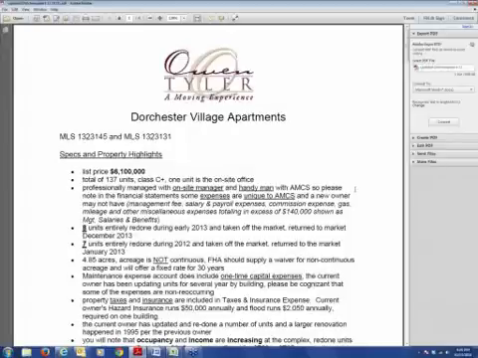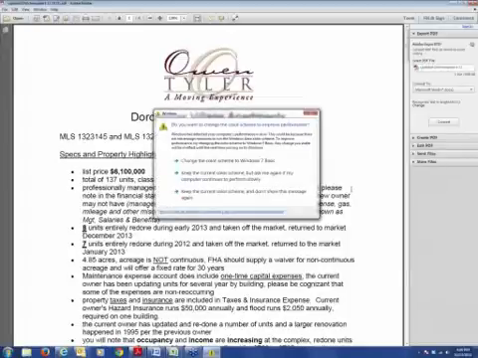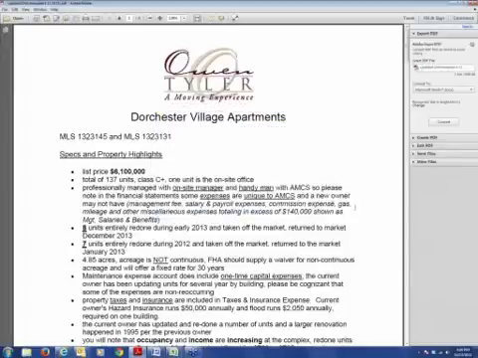So the point here, folks, is I've never seen this property. I'm probably not going to go down. I'm going to be doing a seminar down in Charleston in the next couple of months. Maybe I'll go and see it then. But right now, I have no intention of going to see this property. But we're going to make an offer anyway without even seeing it.